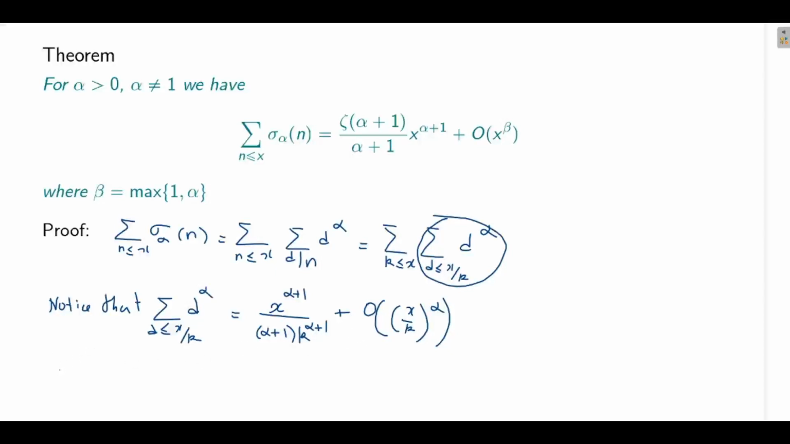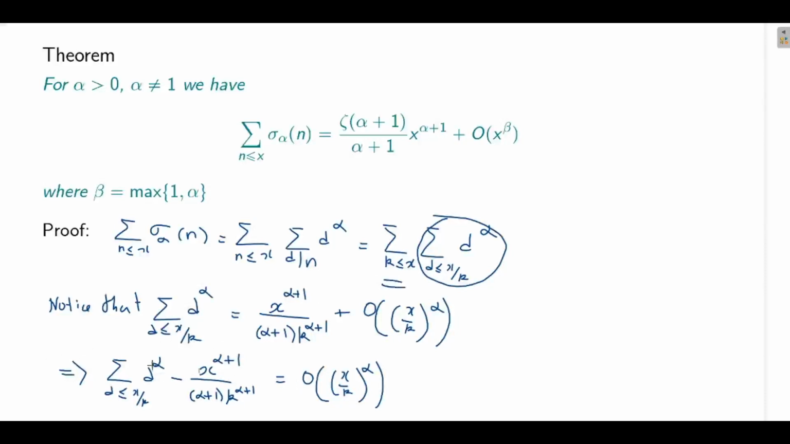and this tells us that summation d less than or equal to x by k, d raised to alpha minus x raised to alpha plus 1, this is in fact by definition alpha plus 1 k raised to alpha plus 1, this will be big O of x by k raised to alpha. Now let us take the sum throughout on both sides. What do we get?